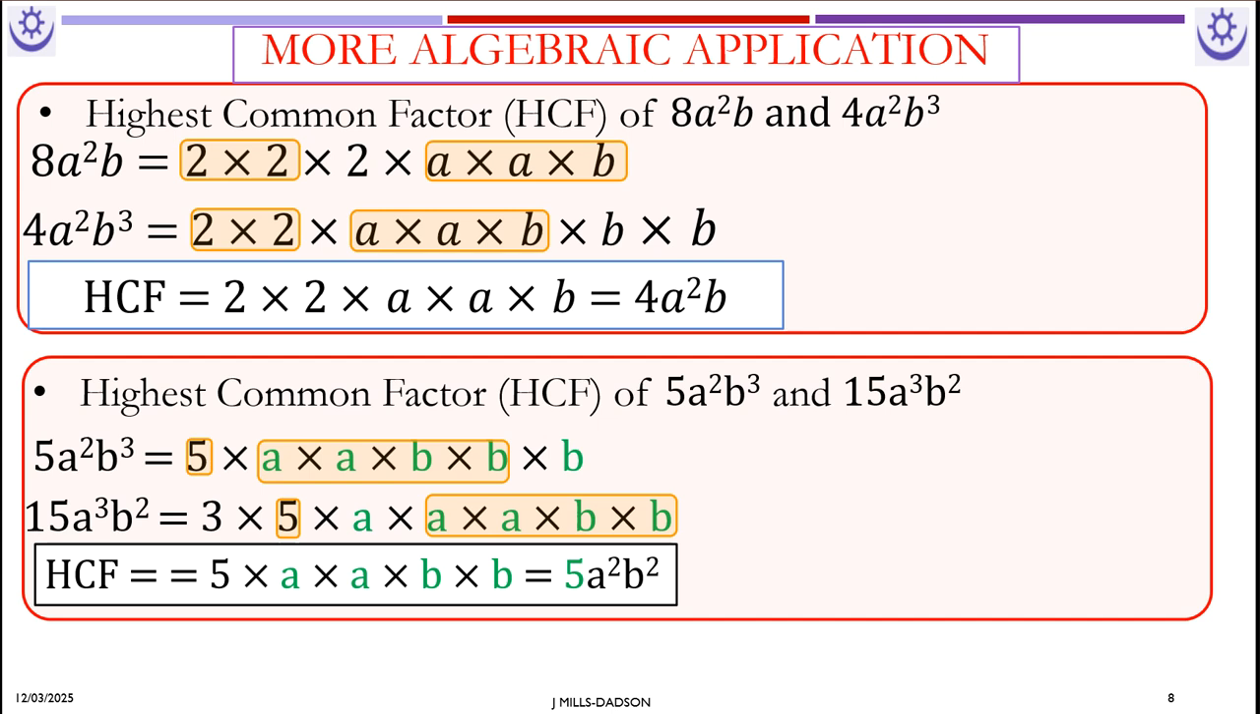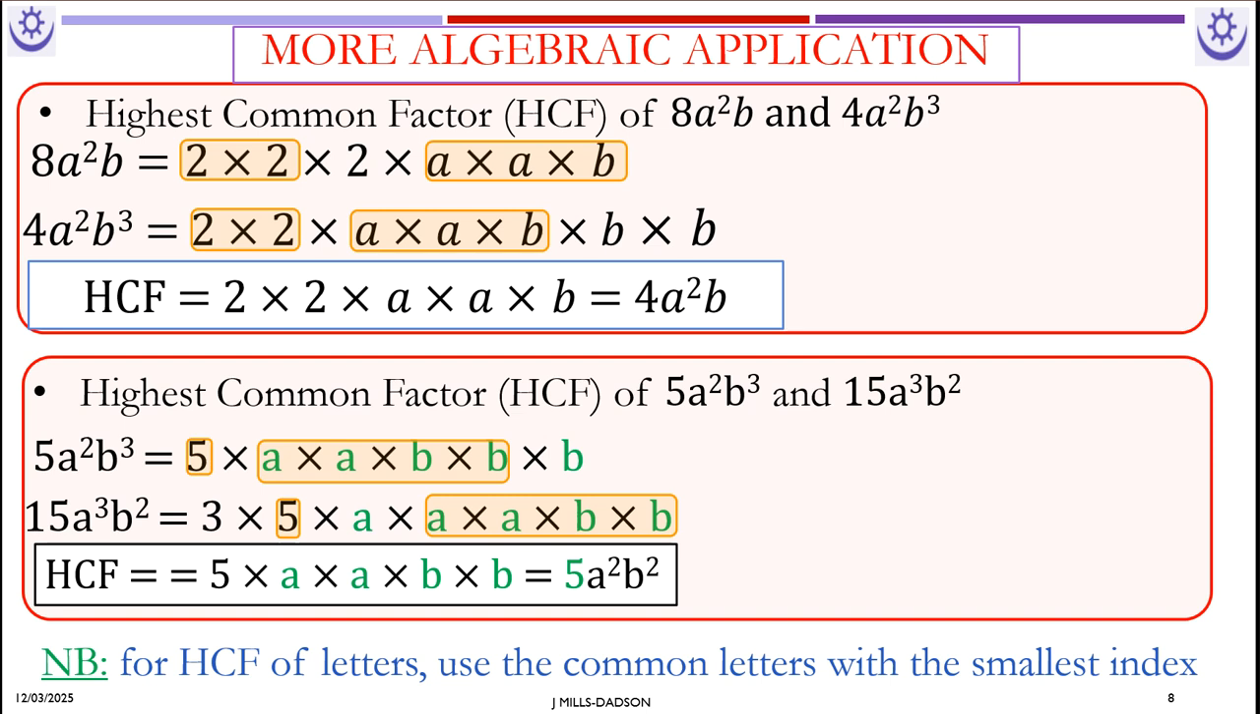And remember what I said before, for letters, we pick the letters with the smallest index. As you can see, a squared and a cubed. A squared is smallest, that's why a squared is there. B cubed, b squared is smallest, that's why it's there. And in terms of the numbers, you do the normal way of getting the highest common factor of numbers.